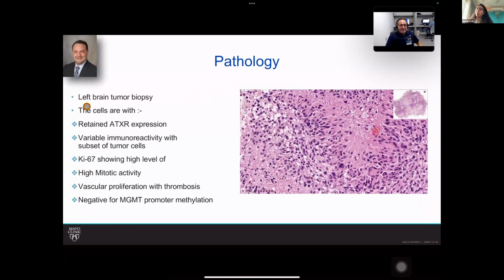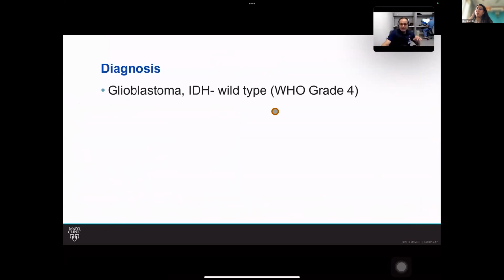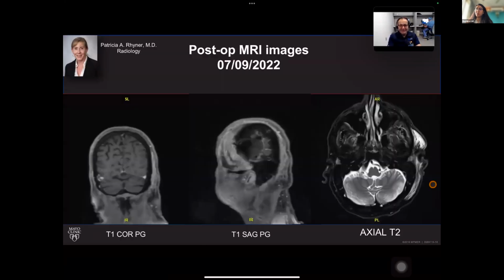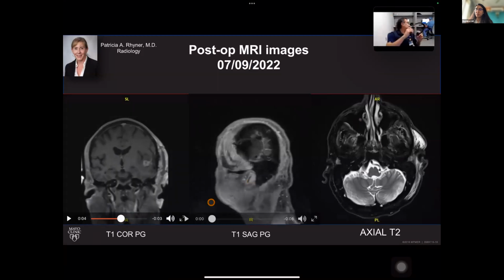So in the pathology report, we had a left brain tumor biopsy, and there was variable immunoreactivity with a subset of tumor cells. The tumor cells had a high mitotic activity, vascular proliferation, and thrombosis, and this was in line with the diagnosis of glioblastoma, IDH wild type, WHO grade 4. The tumor was negative for MGMT promoter methylation. These are the post-operative MRIs.